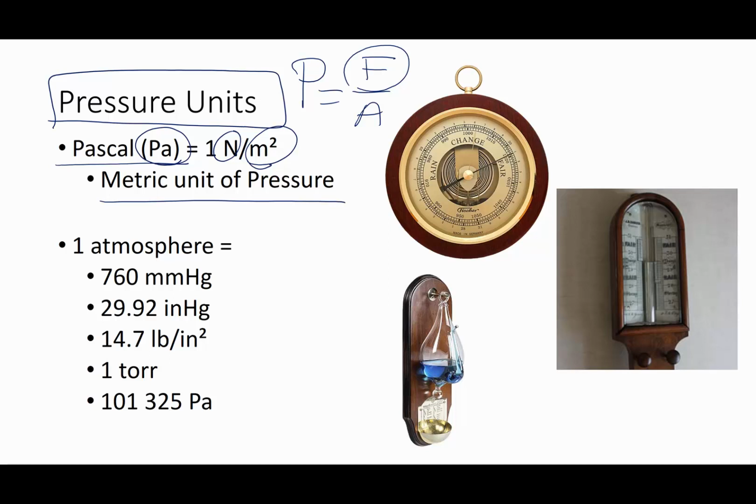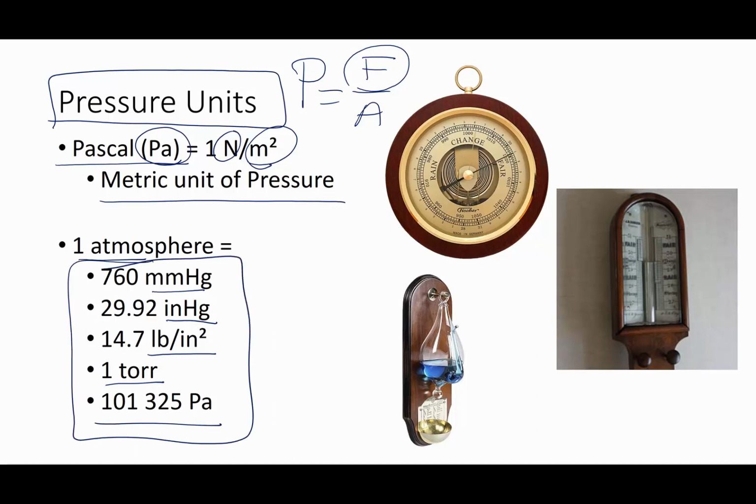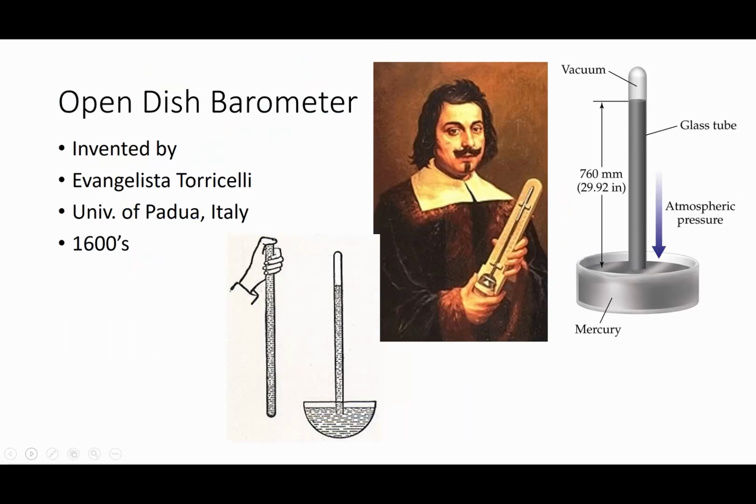But other pressure units you're going to see include atmospheres, millimeters of mercury, inches of mercury, pounds per square inch, torrs, and of course pascals. Now all of these happen to be equal to each other. Now why are there so many of them? Well, there's so many of them because of how air pressure is measured.